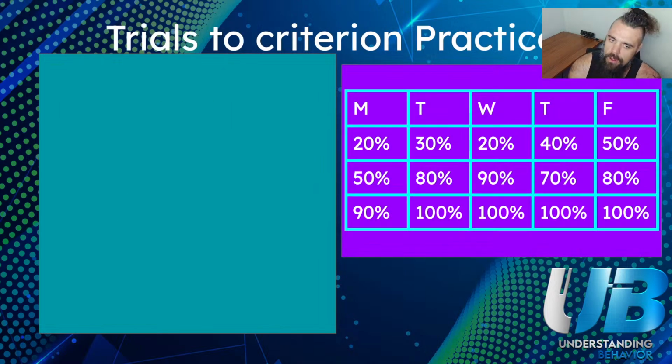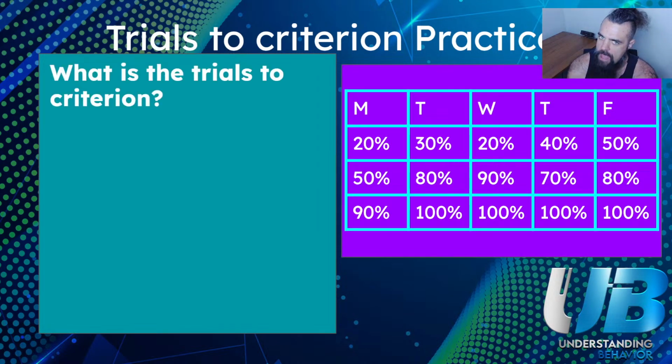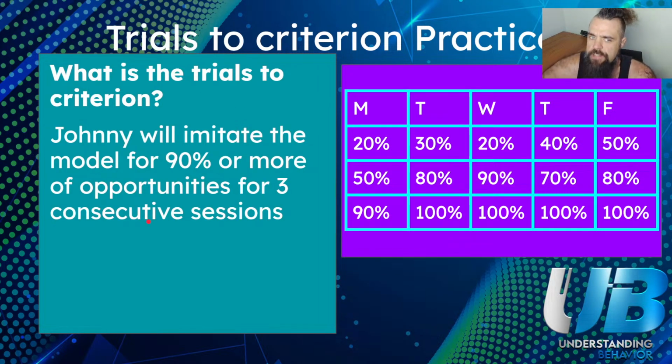All right, cool. So let's go ahead and practice calculating our trials to criterion. To calculate our trials to criterion, first we need to have our goal, and then we need to look at our data set. So we've got our data set here. Think about these as different weeks, so Monday through Friday, and then it goes to the next week. So here is our goal. Johnny will imitate the model for 90% or more of opportunities for 3 consecutive sessions. So pretty basic, simple goal here.